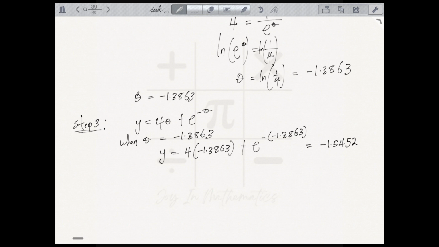Therefore, our coordinate of the turning point is given as minus 1.3863, minus 1.5452. This is the coordinate of the turning point.